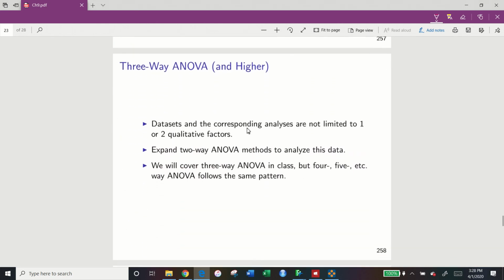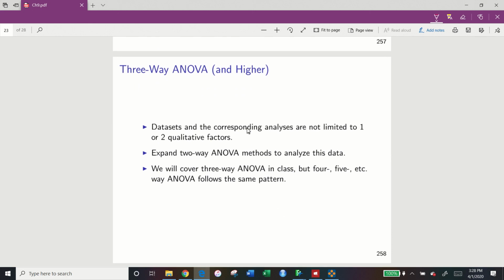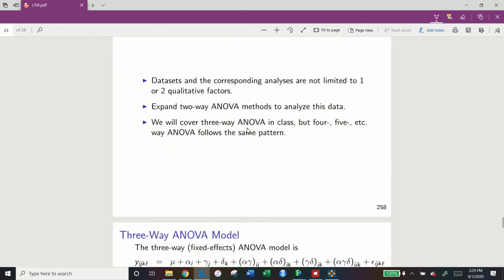Okay, so taking a look at our three-way ANOVA table. Data sets and the corresponding analysis are not limited to one or two qualitative factors. We can easily expand the two-way ANOVA methods to analyze this data. We're going to cover three-way ANOVA in class in the next few slides, but 4-way, 5-way, and all the way up, ANOVA tables are going to follow pretty much the exact same pattern.